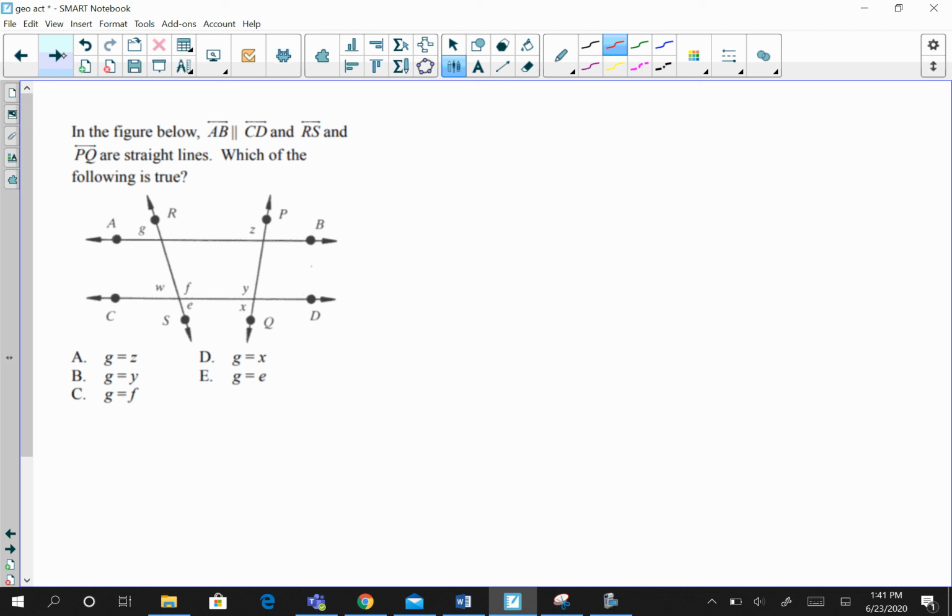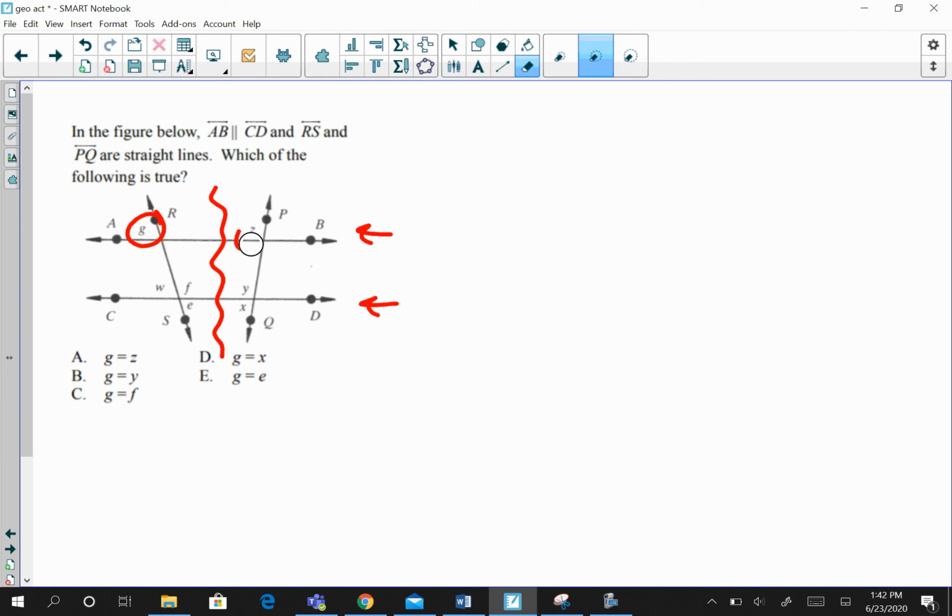All right, in the figure below, AB and CD are parallel lines. RS and PQ are straight lines. What is true? So these two are my parallel lines. That's important to know. And then we're going to look at this kind of separately. What is true? So G and Z, those are equal. I'm just going to go through each answer. G and Z, are those equal?